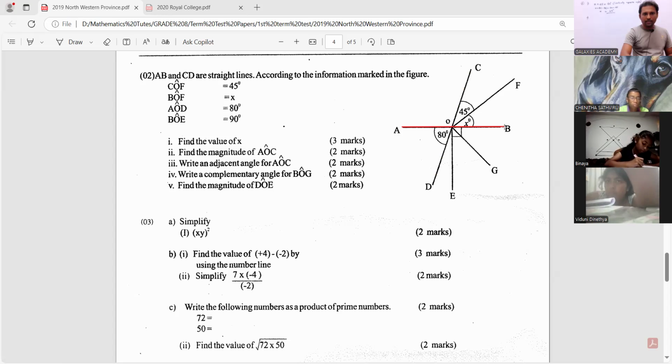If you want, you can use this line. If you want, also you can use this line. You can take any line you like. I will take this CD line. CD is a straight line, no? So you know the theory, sum of angles on a straight line is 180 degrees.